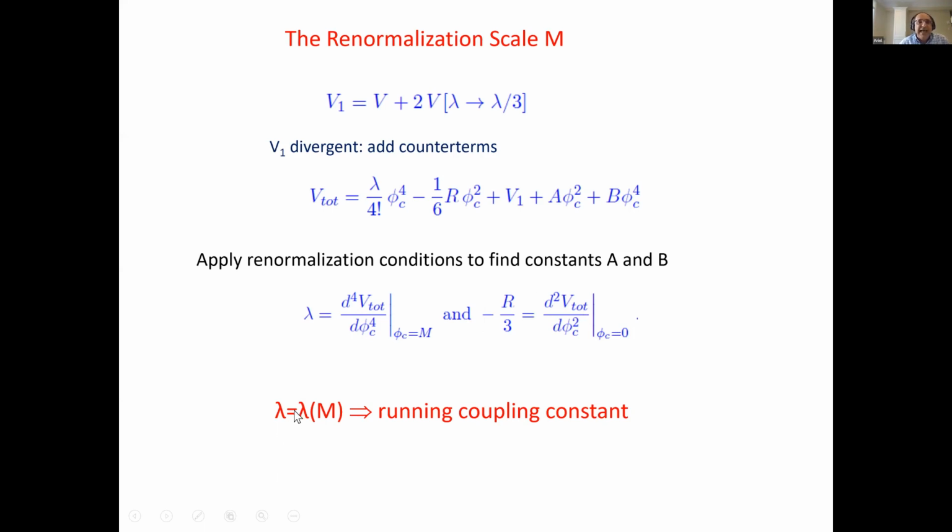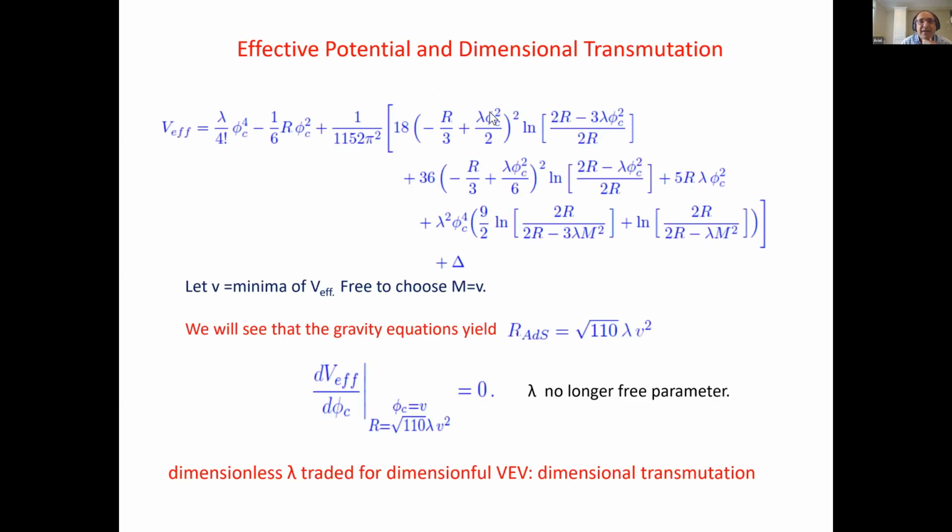So basically lambda is a running coupling constant. It depends on the renormalization scale. Once you do that, the cutoff goes away and everything is nice and finite. But the crucial point is you get these logarithmic terms in the potential. So this is the potential we start off with, okay? But the loop corrections give us this logarithmic term. And this is kind of well known, okay, that you get these logarithmic terms.